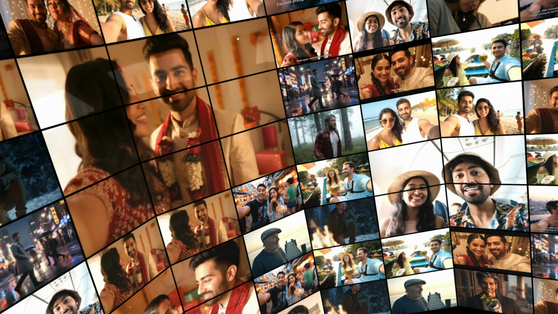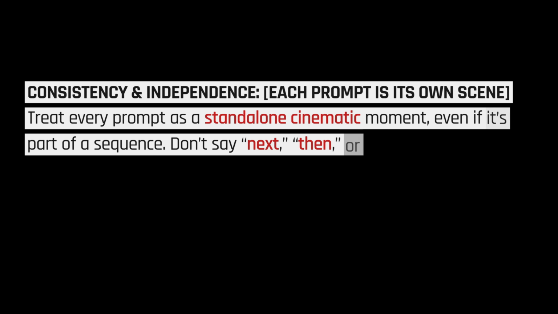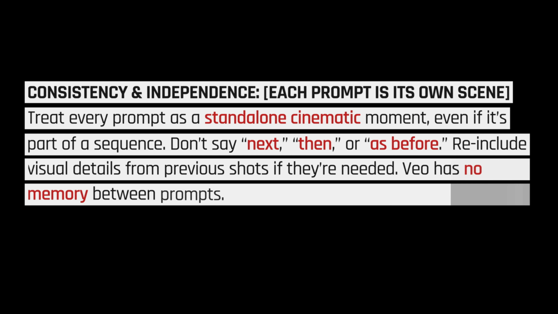Tip 7 is the final key to unlocking professional-grade video prompts in VO3, and it might surprise you: VO doesn't remember anything between your prompts. Tip 7, Consistency and Independence. Each prompt is its own scene. Treat every prompt as a standalone cinematic moment, even if it's part of a sequence.